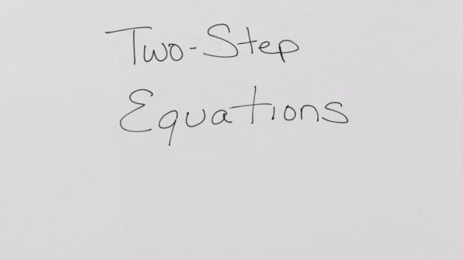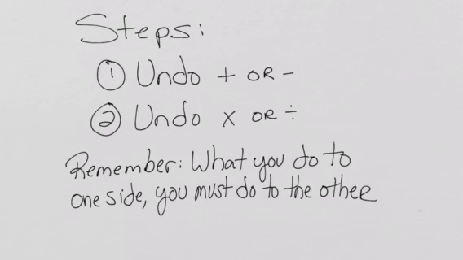Okay, today we're going to be solving two-step equations. It's pretty easy. It just takes 2 steps. Pretty easy to follow. Our first step is undoing any adding or subtracting, and then the second step, well, that's undoing any multiplication or division.